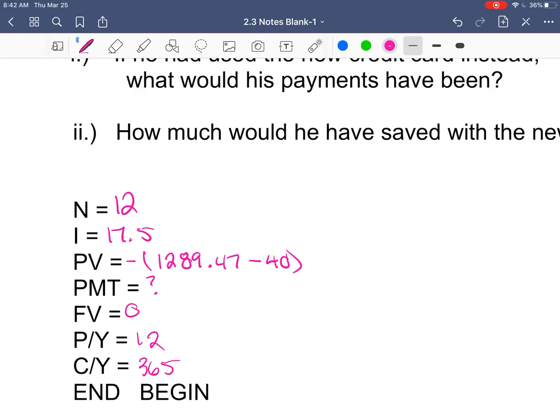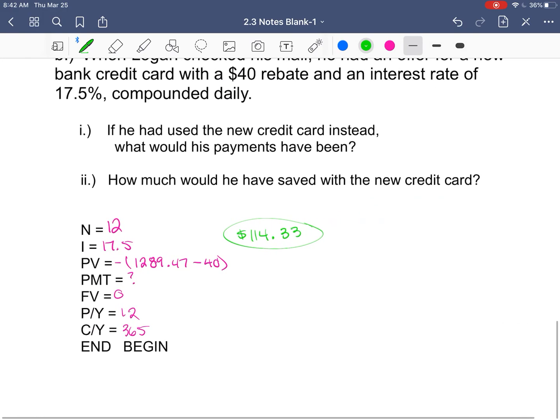So interest rate is 17.5. The negative version of 1289.47 minus 40. We don't know payments, future value 0, 12, 365. So solve. We get payments of $114.33. So that's how much his payments would have been.